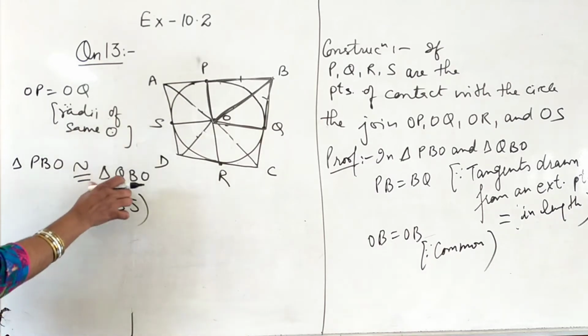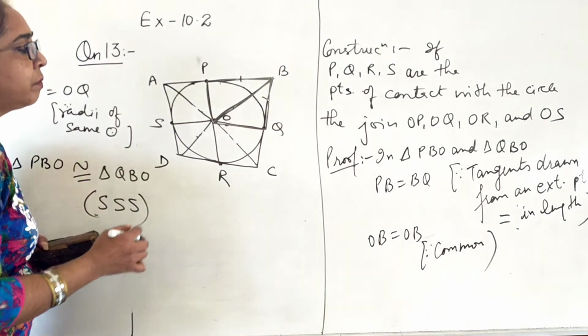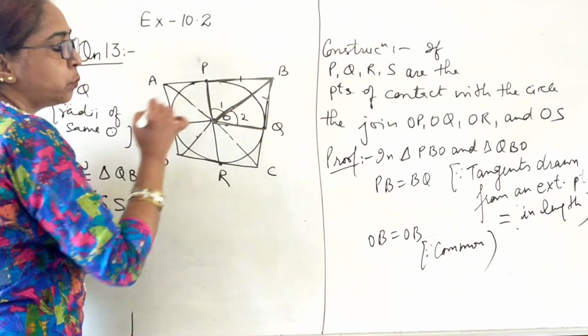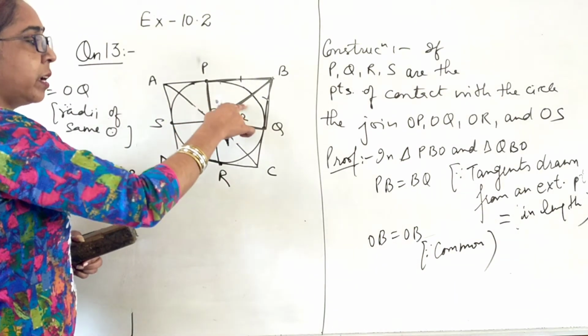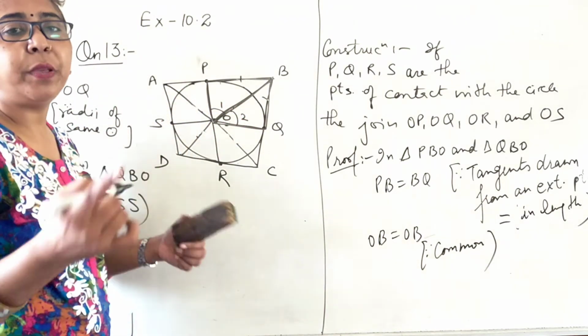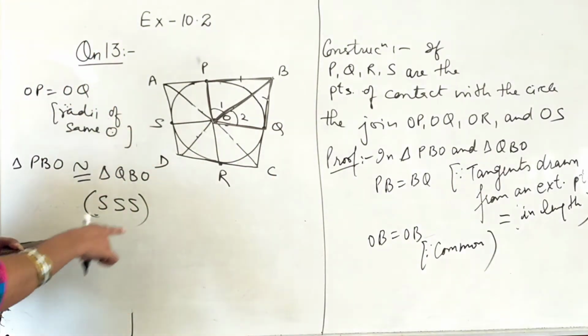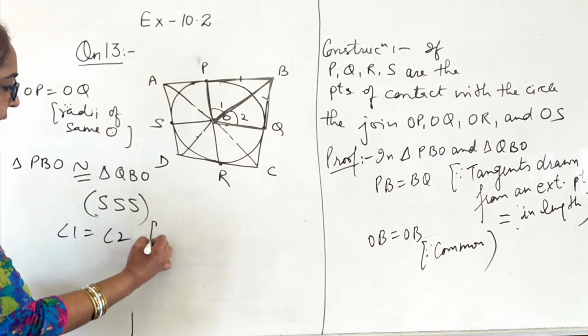SSS. Okay, after making them congruent, what do we have to take here? We have to take angle 1 equal to angle 2. And why are these two angles equal? Because if the two triangles are congruent, then the rest of the parts are also equal, which we have not taken. Right? So angle 1 equal to angle 2 by CPCT. Okay?